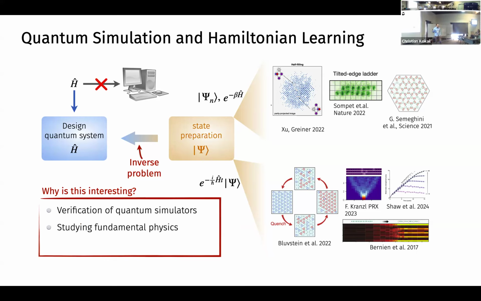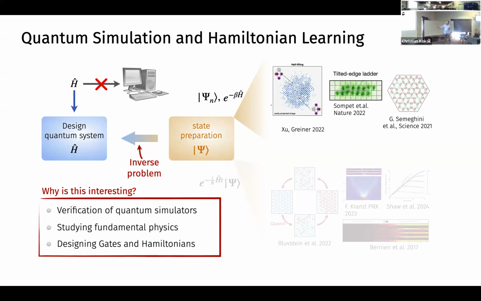You can use it to study fundamental physics. In the last talk, at the end, I mentioned this entanglement Hamiltonian. If you can learn this, you can do fundamental things. And you can also use it as a tool to design stuff, to design gates or Hamiltonians with interesting properties. This is actually a new direction I'm currently working on. We can discuss this. So for the moment, let's focus on equilibrium states.